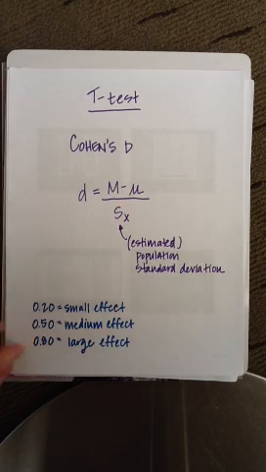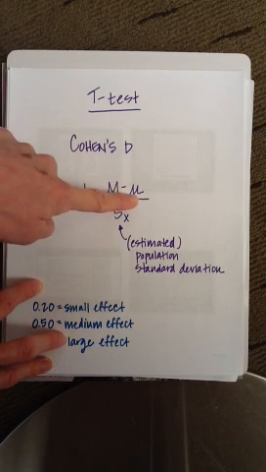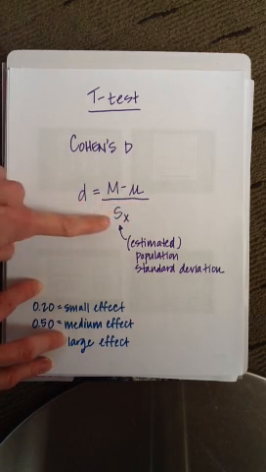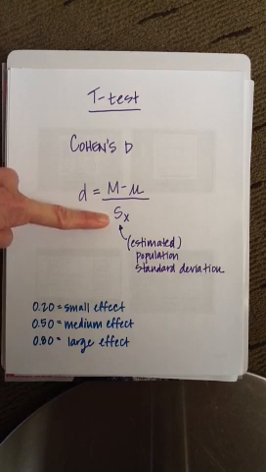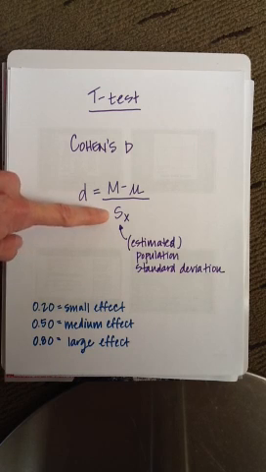So as you can see, this is very similar to the t-test ratio. We're taking the mean of the sample minus the estimated mean of the population, except in the t-test ratio, you would be dividing by the estimated standard error of the mean, whereas here you're dividing by the estimated population standard deviation.